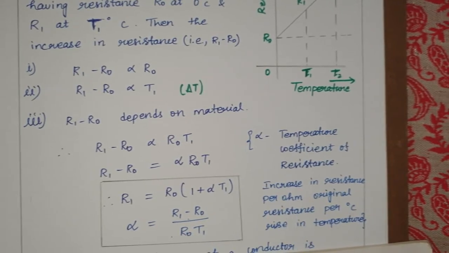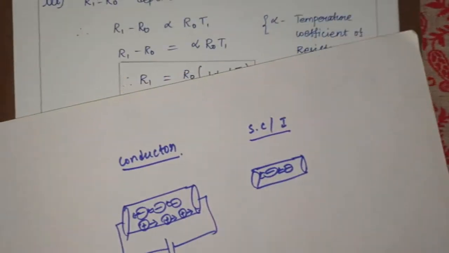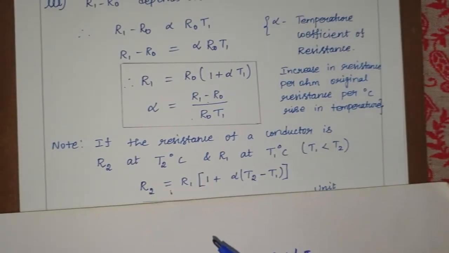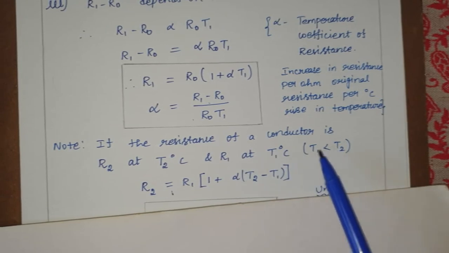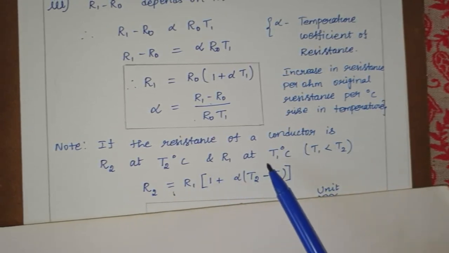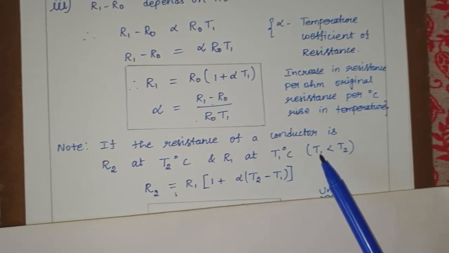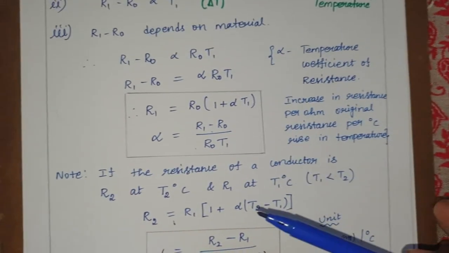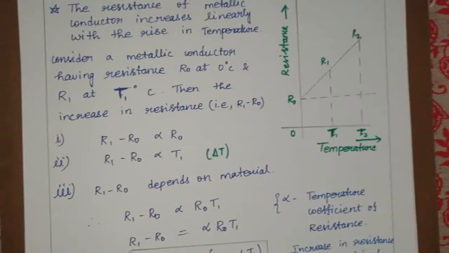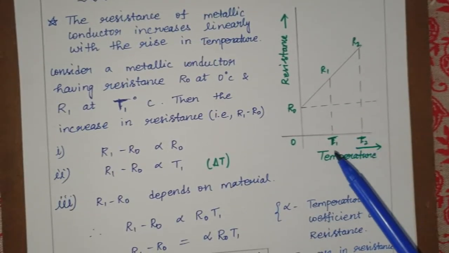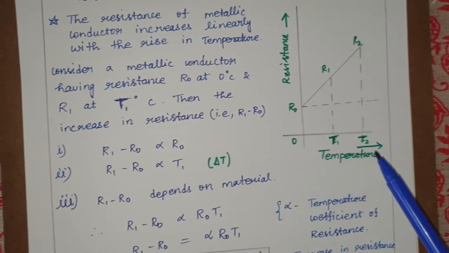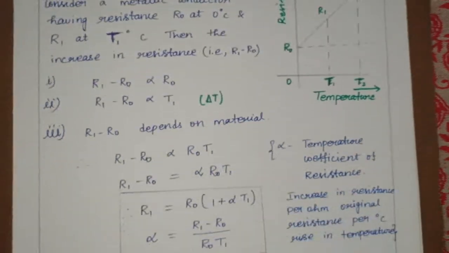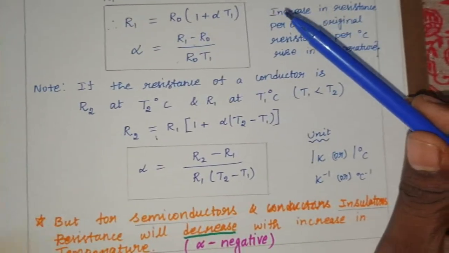The unit we can say is as follows. If the resistance of a conductor is R2 at T2 degree Celsius and R1 at T1 degree Celsius. Okay, can you understand from the diagram? If you see, I'm going to start from here to here, that means T1 to T2. Initially we studied from 0 to T1. Now we are going to study from T1 to T2.